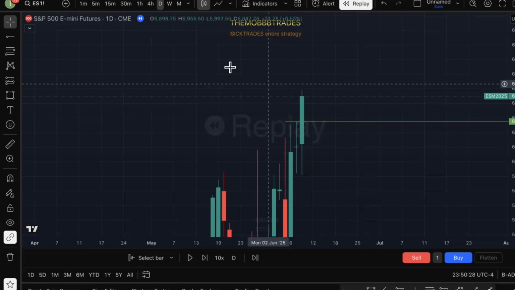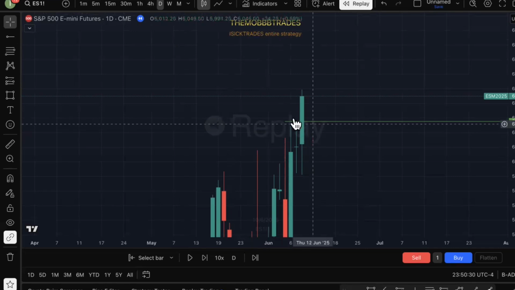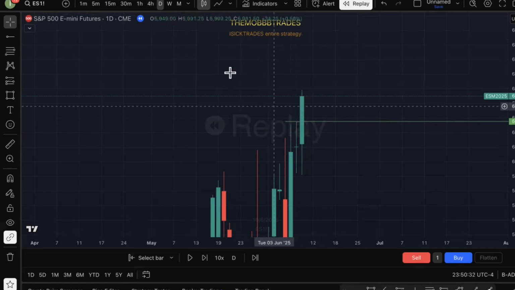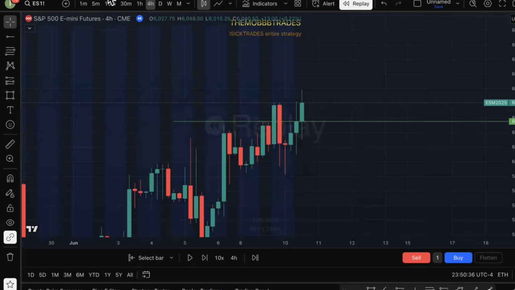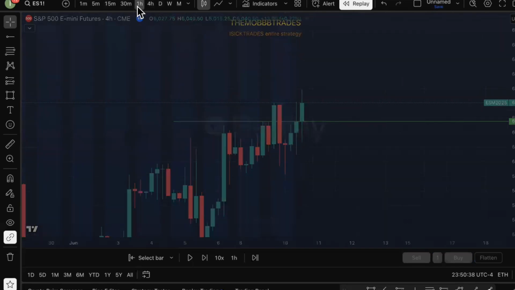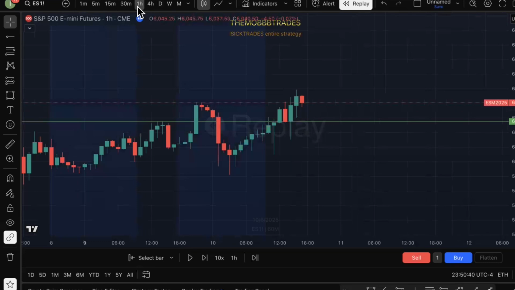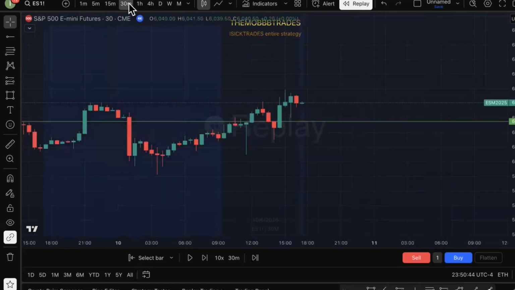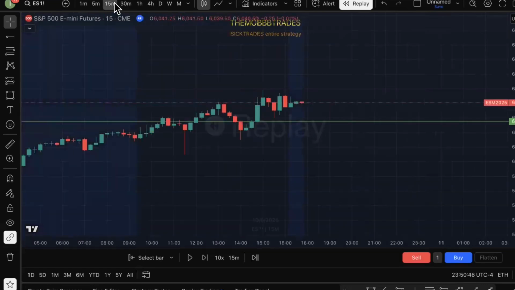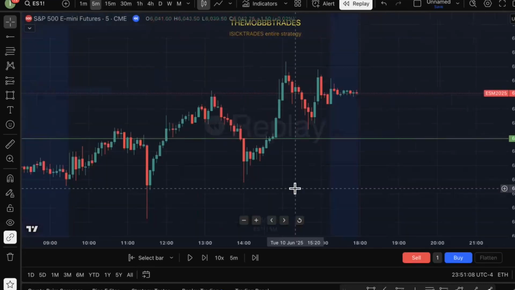Now, we're going to go down to a smaller time frame and find a range that makes sense with this key level. The first thing I do is go to my 4 hour. Do I see a range? Not at all. Go to my 1 hour. Do I see a range? Not at all. Go to my 30 minute. Do I see a range? Nope. Go to my 15 minute. Do I see a range? Nope. Then I go to my 5 minute and I do see a range.